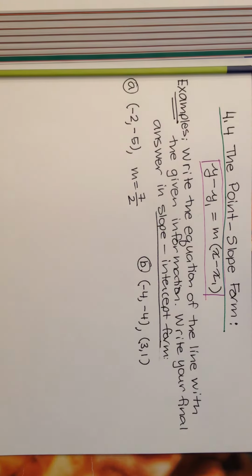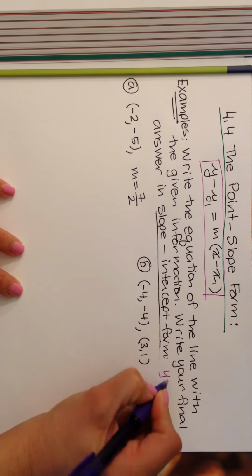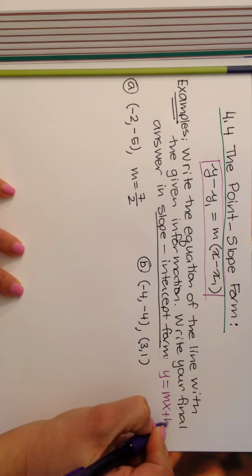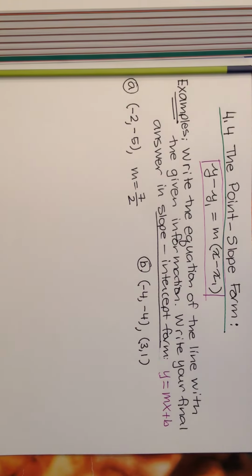So we have two examples. We want to write the equation of the line with the given information and write your final answer in slope-intercept form. Slope-intercept form, remember, was y equals mx plus b. So we would like our final answer to be in this form.